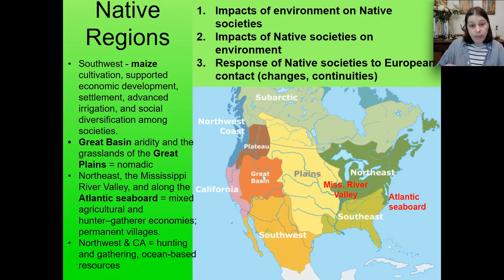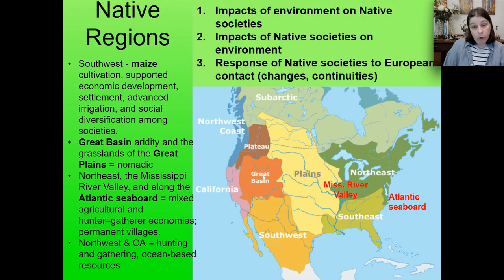For HP1 specifically, as far as regions and geography go, you need to be able to describe the indigenous societies who lived in that region and their adaptations to their environment. So how the environment impacted their culture or society. On the left-hand side of the slide, you can see a few examples. These are all directly from the course and exam description. So just to list off a few, in the Southwest, or what is sometimes called Mesoamerica, or Mexico and America, right? We have settled cities like Tenochtitlan, which is modern-day Mexico City.